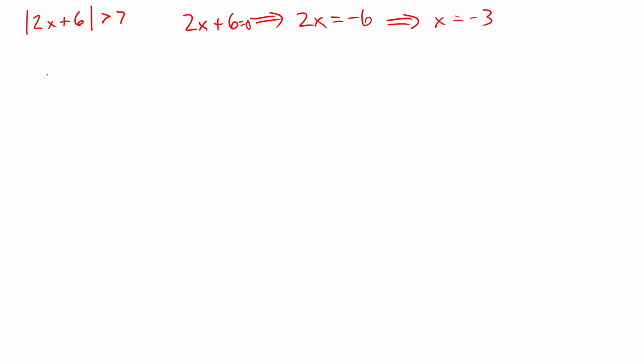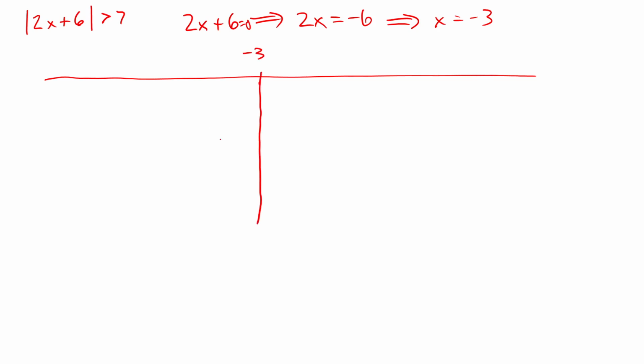So what we're going to do is build a number line, which is helpful for organizing our solution. And we're going to indicate the value x equals -3. And we're going to build a wall there. I like to think of it as a wall. It's going to act as a mathematical restriction.